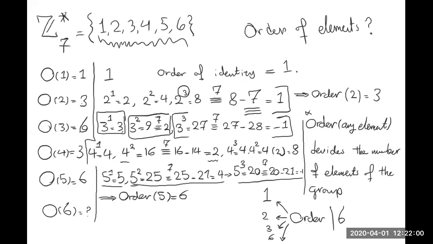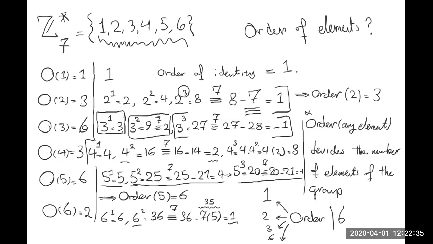Okay, let's look at the last example. 6 to the 1 is 6. 6 squared is 36. But mod 7, 36 is the same as 36 minus 35, since we are allowed to add or subtract multiples of 7, and 35 is 7 times 5. And 36 minus 35 is 1. So the order of 6 is 2. As you can see, 6 squared equals 1. So the order is 2.